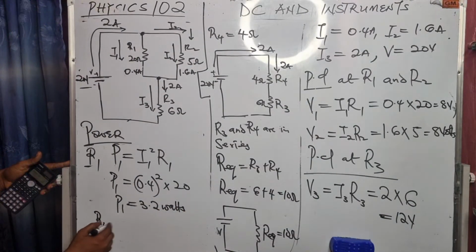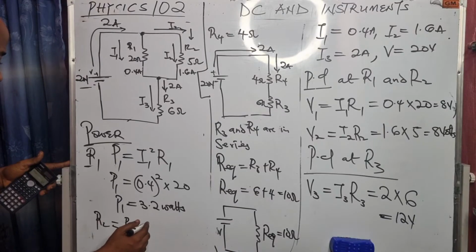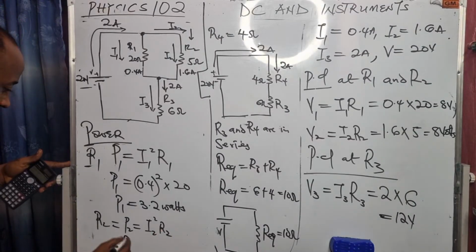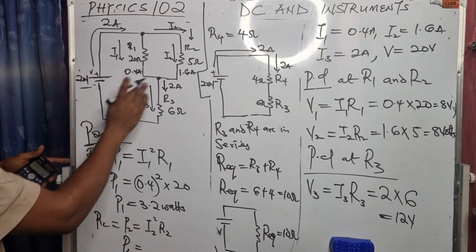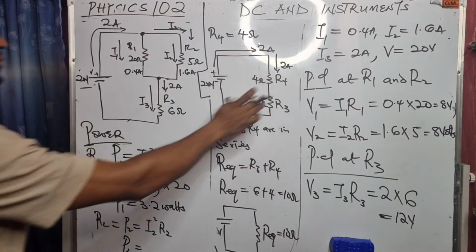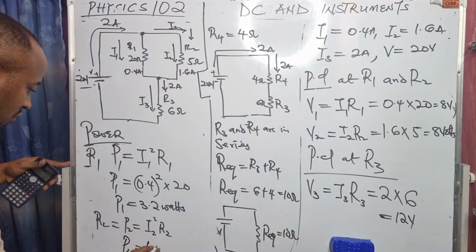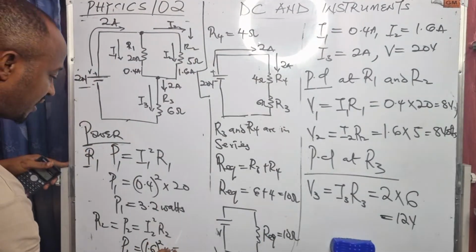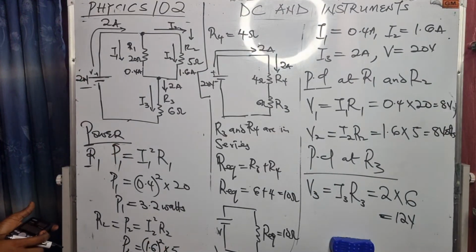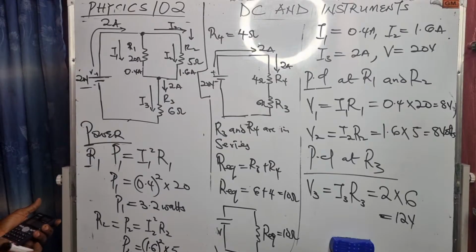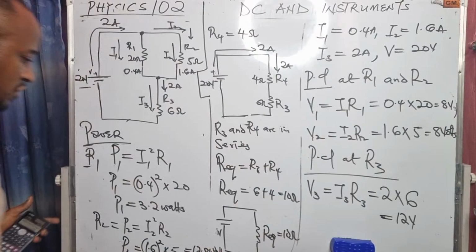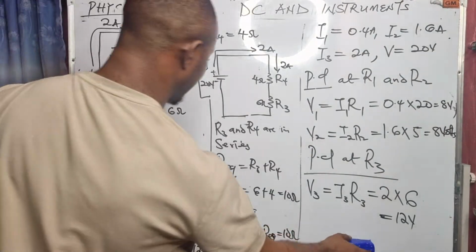Let's find the power absorbed by R2. That will give me P2 equals I2 squared R2. Our I2 is 1.6, so 1.6 all squared times R2. R2 is 5. So 1.6 squared times 5 is about 12.8 watts.